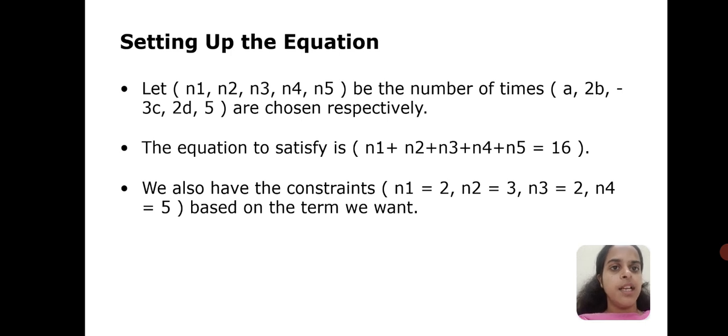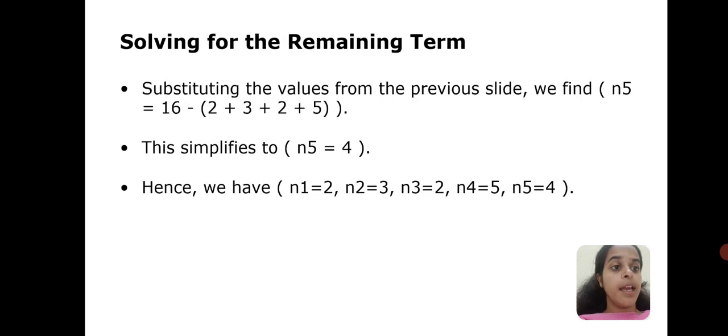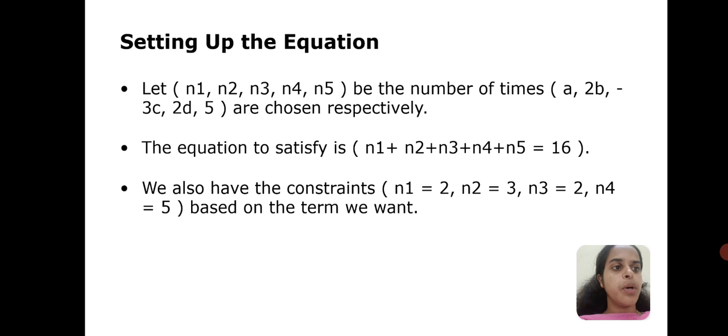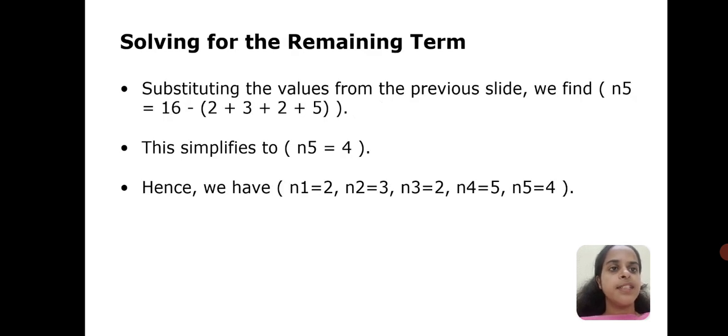Setting up the equation. Let n1, n2, n3, n4, n5 be the number of times a, 2b, -3c, 2d and 5 are chosen respectively. The equation to satisfy is n1 + n2 + n3 + n4 + n5 = 16. We also have the constraints n1 = 2, n2 = 3, n3 = 2 and n4 = 5, based on the term we want. Solving for the remaining term.